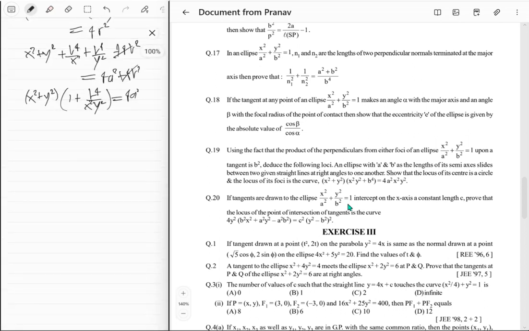So to 20 now. If the tangents are drawn to this ellipse intersecting on the x-axis, constant length c. Something on x-axis, constant length c. Point of intersection, of course, so it will be like this, right? Okay, this thing, this length is a constant c. Okay, prove that the locus of the point of intersection of the tangents is this curve.